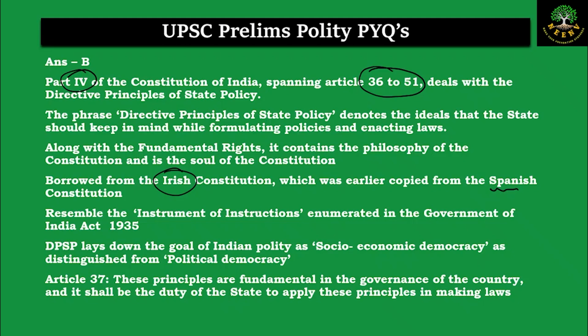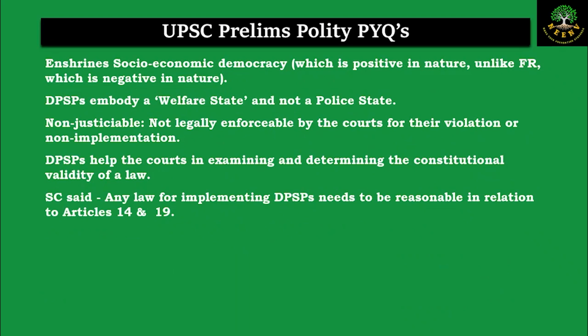Ultimately, following DPSPs will make India a socio-economic democracy, because in Article 37 there are very clear provisions that these principles have to be followed by the state in the governance of the country, and it is the duty of the state to apply them in policy making. And ultimately, following the DPSPs will lead to a welfare state, and they are not justiciable. That is, if the government is not following them, we cannot go to the court to enforce them, unlike the fundamental rights.